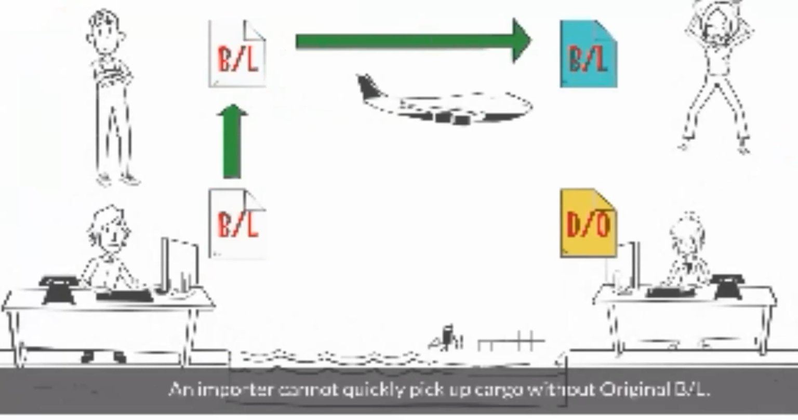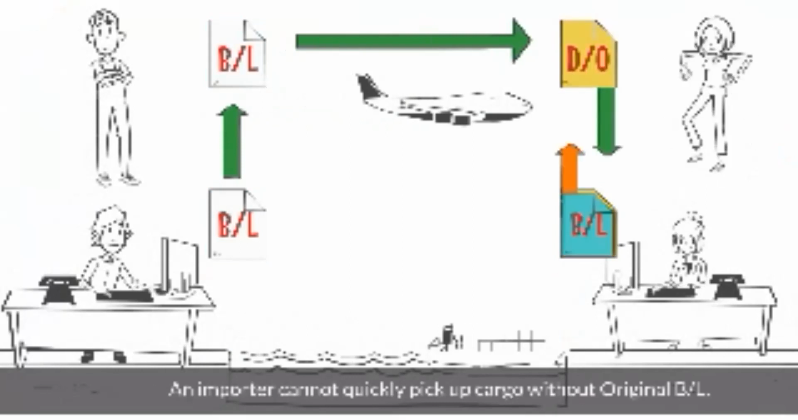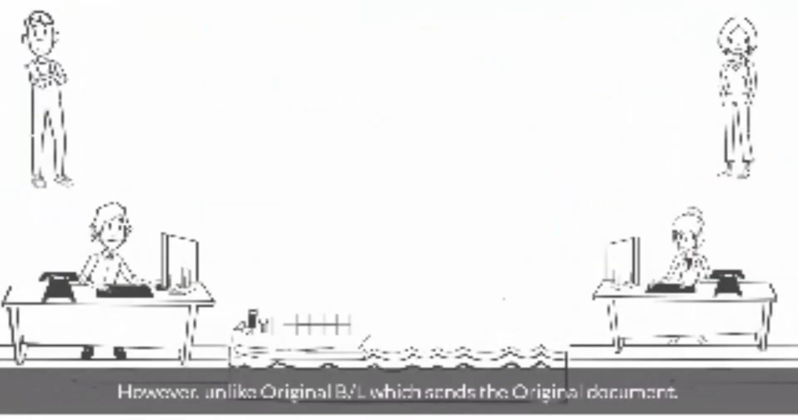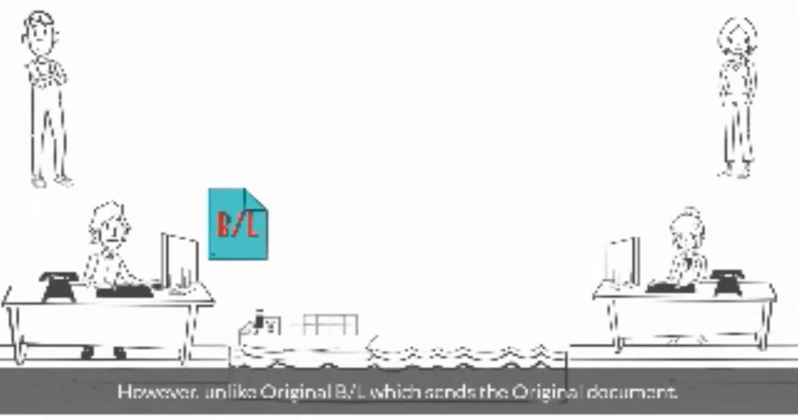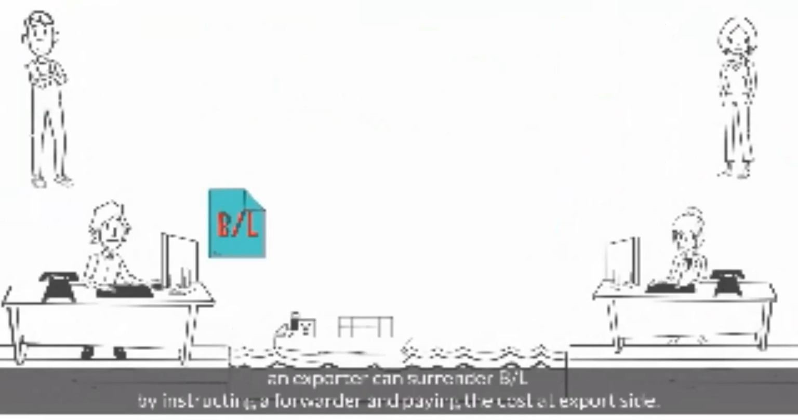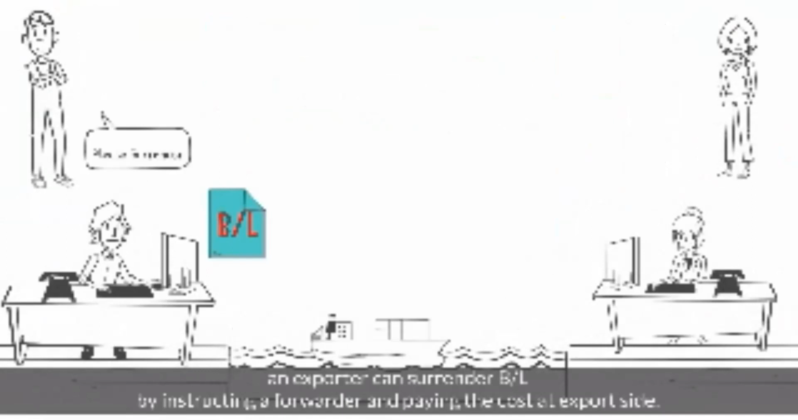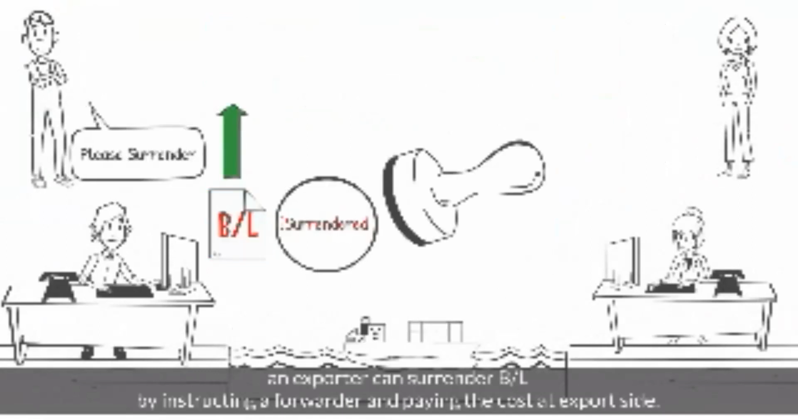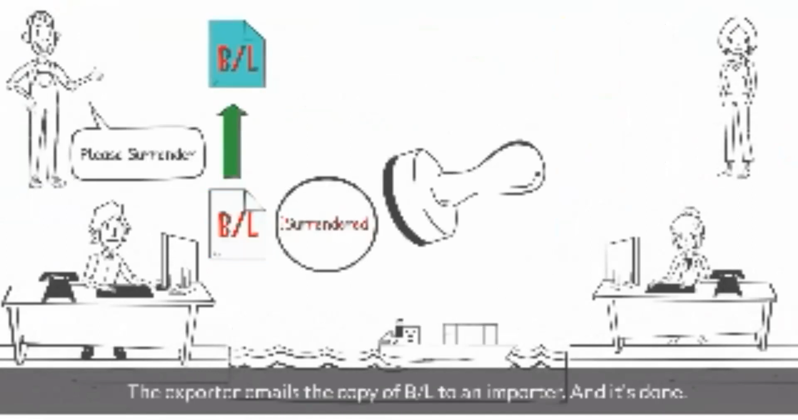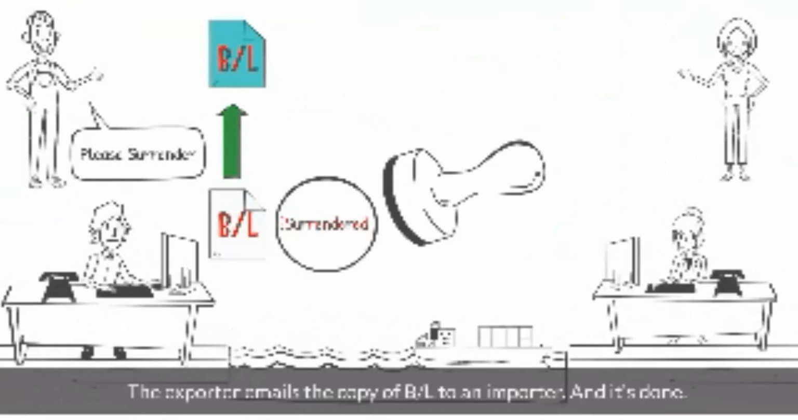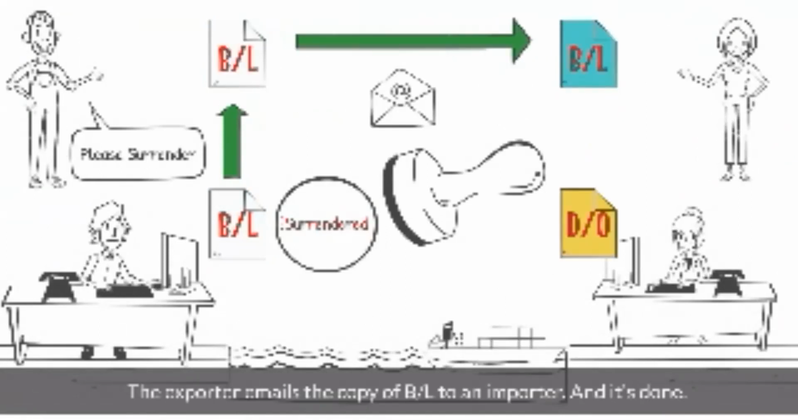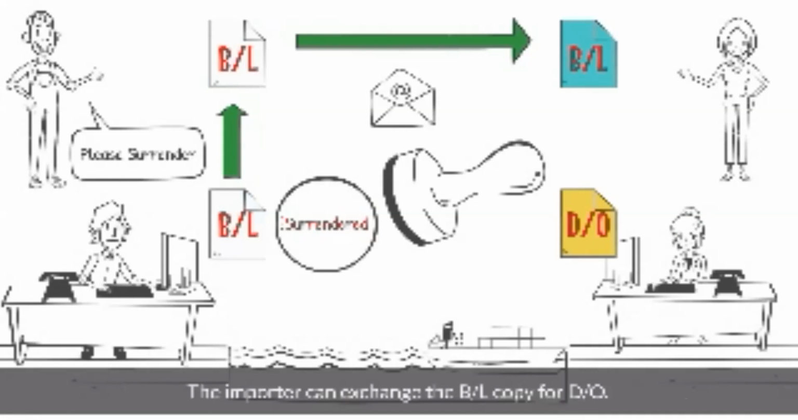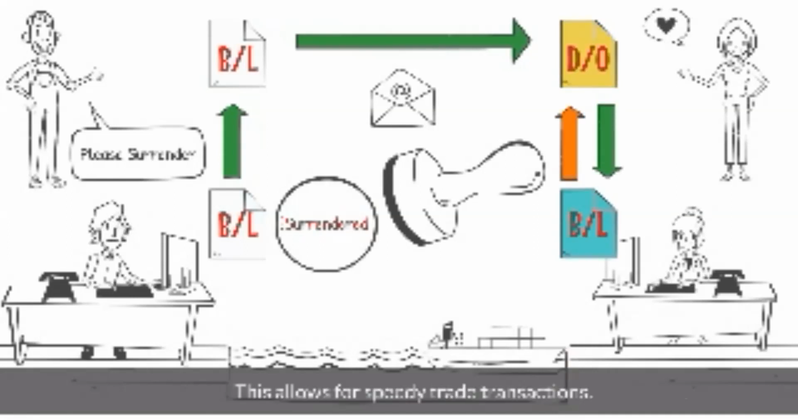An importer cannot quickly pick up cargo without the original BL. However, unlike the original BL, which sends the original document, an exporter can surrender the BL by instructing a forwarder and paying the cost at the export side. The exporter emails the copy of the BL to an importer, and it's done. The importer can exchange the BL copy for the DO. This allows for speedy trade transactions. It also reduces the risk of losing the BL.